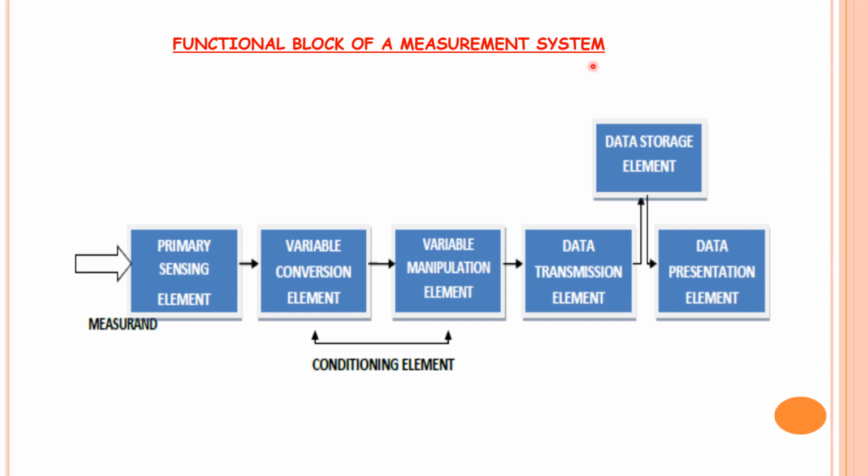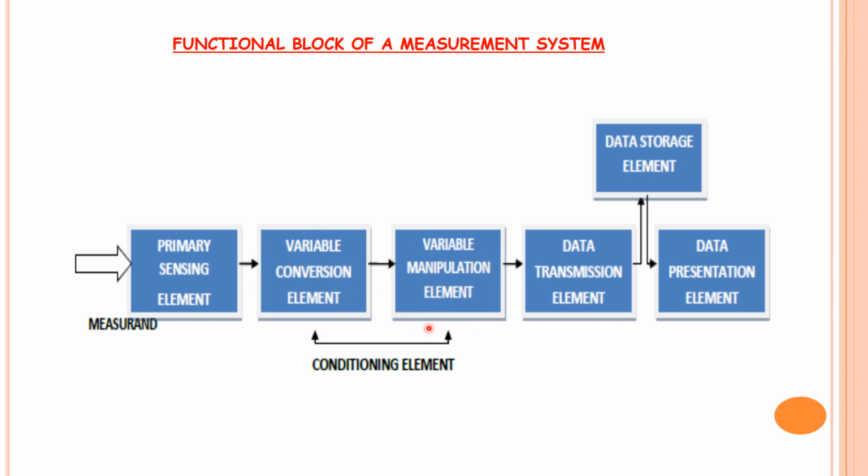Now the functional block diagram of the measurement system. First, I have explained the primary sensing element, which consists of the sensor and transducer. The input, the measurement, which is a non-electrical quantity, is converted to an electrical quantity here. Both are in analogous form only. For the usefulness of the application side, we need to convert it. So a variable conversion element is used here. We are choosing an analog to digital converter, which converts the analog input to digital output. That is the function of the variable conversion element using ADC.